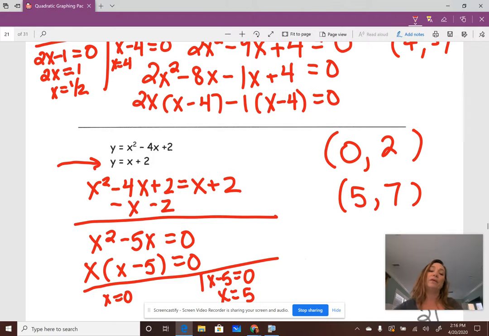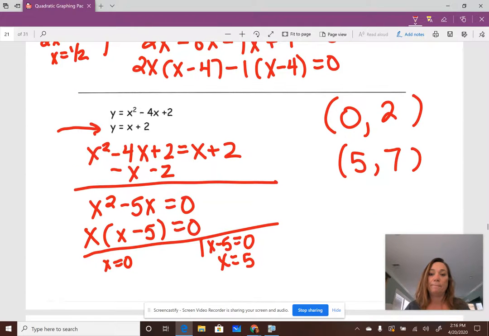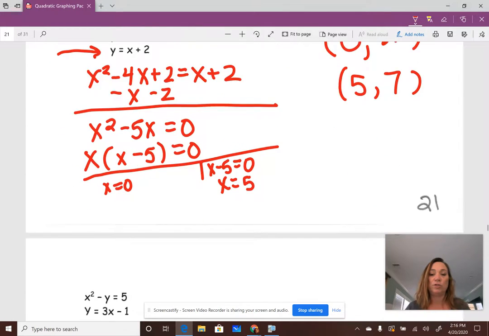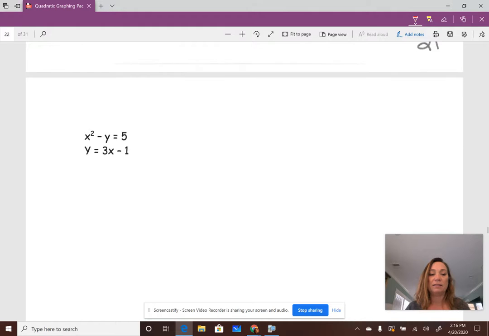So, most of the time you do get two solutions, but not always. Sometimes you get one, sometimes you get none. Right now I have those two. And you can check this.